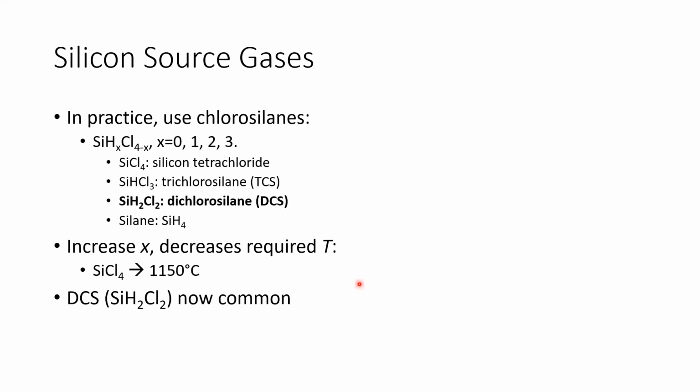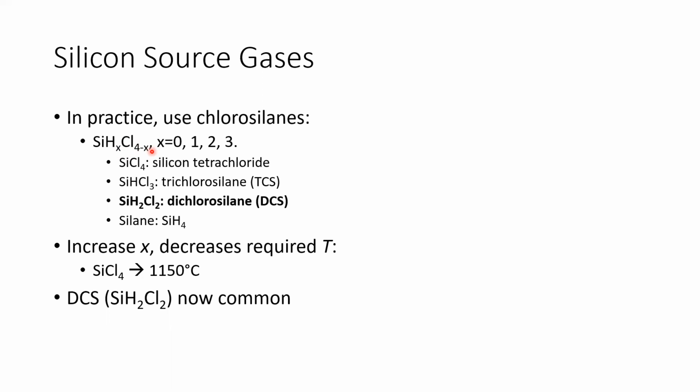So for silicon growth, very important for CMOS IC fabrication. The silicon source gases, mainly we use chlorosilane. Chlorosilane expresses silicon, hydrogen, and chlorine, with an X number and then 4 minus X, so X equal to 0, 1, 2, 3. So there are variations of this chlorosilane.